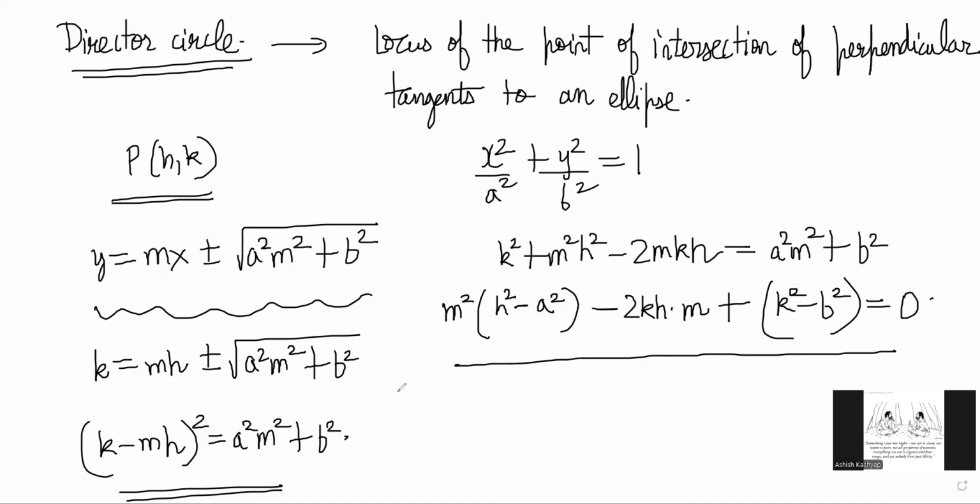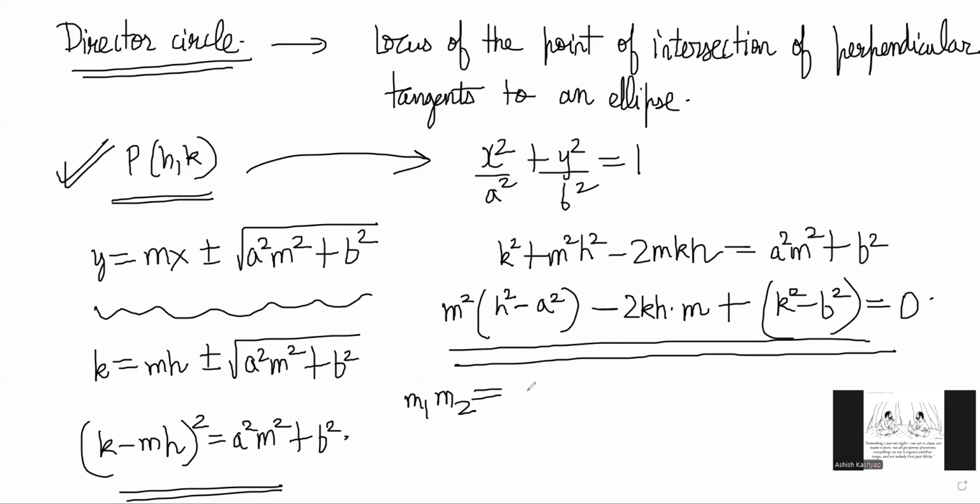So this quadratic's existence shows us that there are two different tangent equations that can be drawn from the point h comma k to this ellipse. And now what we will say is that if these two tangents are perpendicular, then m1 m2, which is the product of the roots in this equation, should be equal to minus 1. This is an equation on the slopes of the tangents. So if the two tangents are perpendicular, the product of those two tangent slopes will be equal to minus 1, right?